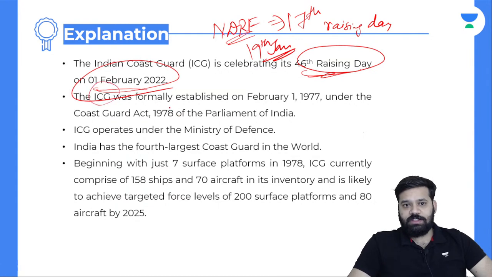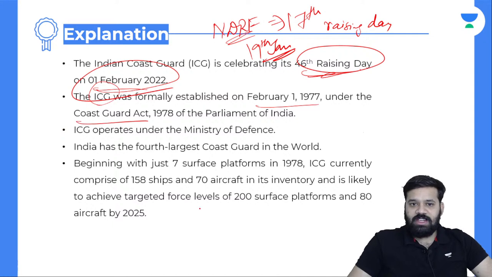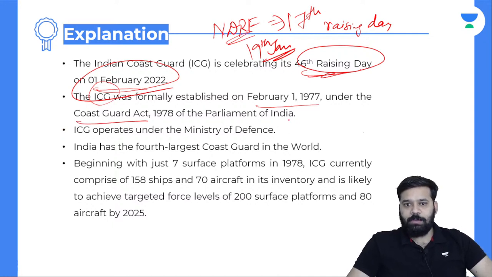ICG, that is Indian Coast Guard, was formally established on Feb 1st, 1977 under the Coast Guard Act 1978 of the Parliament of India. ICG operates under the Ministry of Defence. India has the fourth largest coast guard in the world. Beginning with just seven surface platforms in 1978, ICG currently comprises 158 ships and 70 aircraft in its inventory, and is likely to achieve the target force levels of 200 surface platforms and 80 aircraft by 2025.